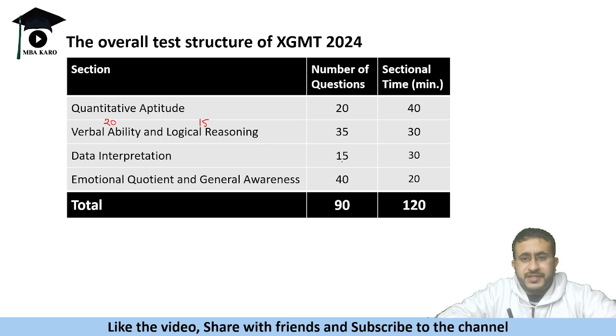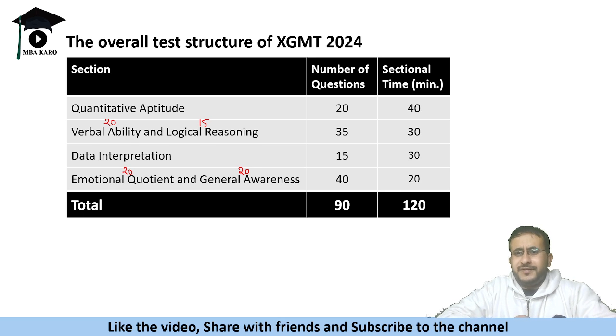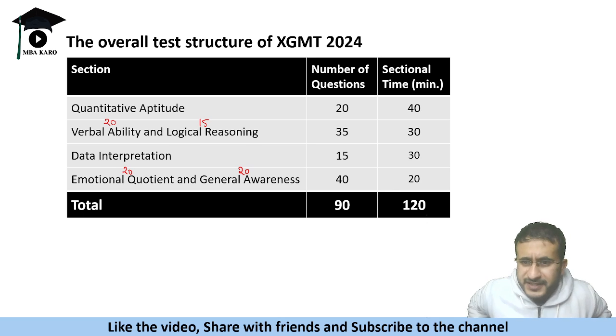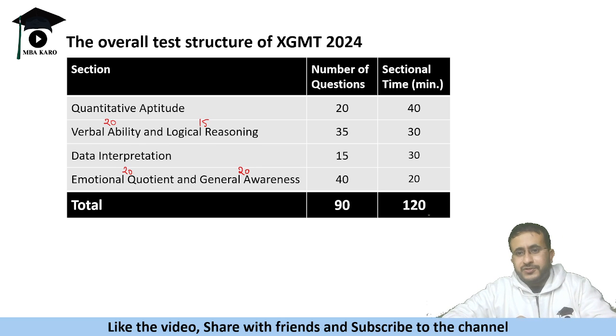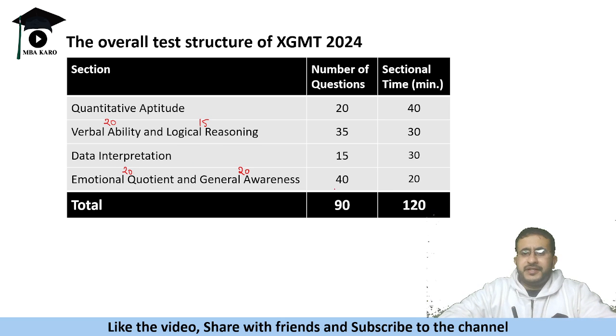Data interpretation, 15 questions in 30 minutes, and emotional quotient and general awareness. Emotional quotient is sort of decision making, which is on the simpler side. You are just given a one line statement, say a worker is late to the office, or one of your team members is not working. What would you do? It's a very easy thing, with 20 questions from it, and 20 on general awareness. 40 questions to be done in 20 minutes.